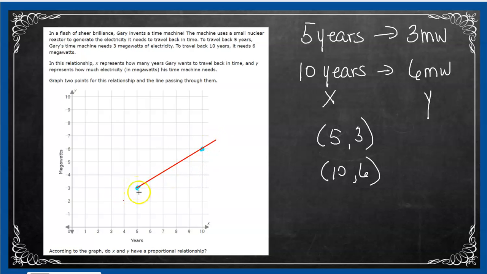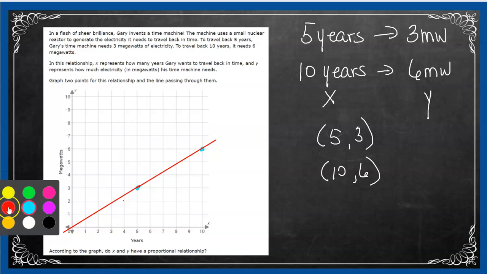Now let's look. Does it look like this would go through the origin? Yep, it does. And that kind of makes sense, doesn't it? 0 years would be 0 megawatts. So this is a proportional relationship also. And that's all I have for this video. In the next video, we will be identifying proportional relationships. We'll look at tables and equations and graphs and ask ourselves, is this a proportional relationship?